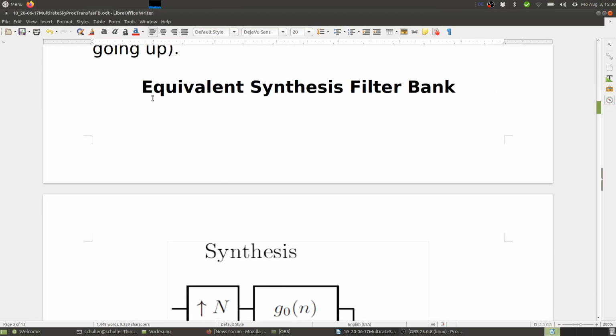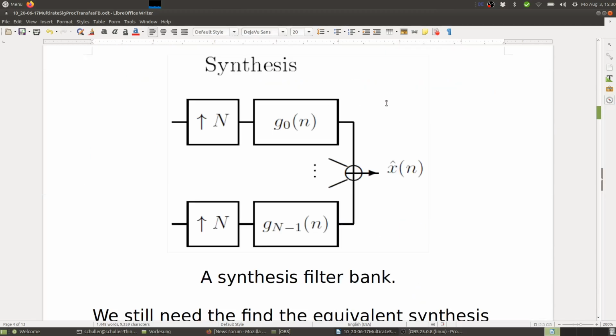Next we come to the equivalent synthesis filter bank. Here we have the synthesis filter bank. In the beginning we have the upsampling to the original sampling rate, followed by those filters that fish out the correct spectral copy.